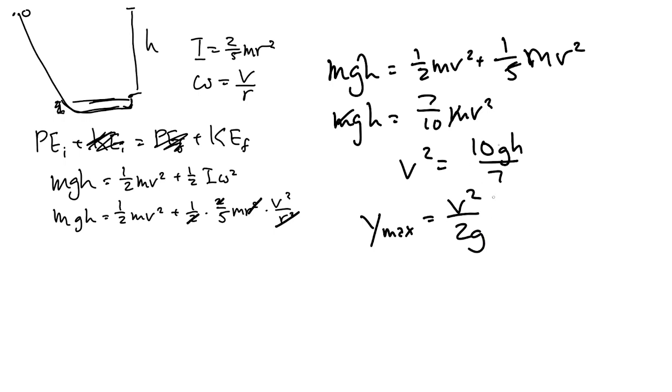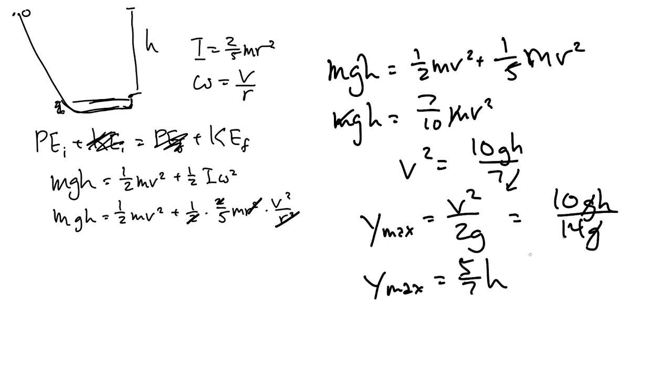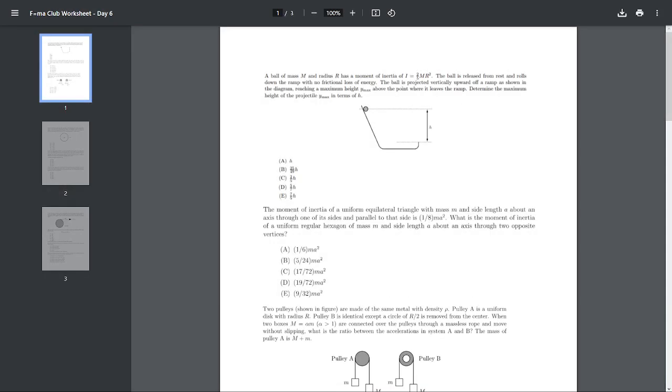And so we can just plug this straight in, which equals 10gh over 2 times 7, which is 14g. We cancel off the g, and now we can determine that our maximum y, our maximum height in terms of h, is going to be 5/7 h. And if we look back at our slideshow, we can see that right here with option D. All right. So on to the next problem.